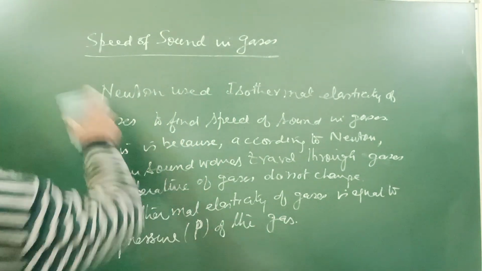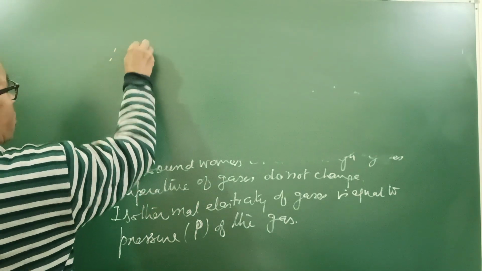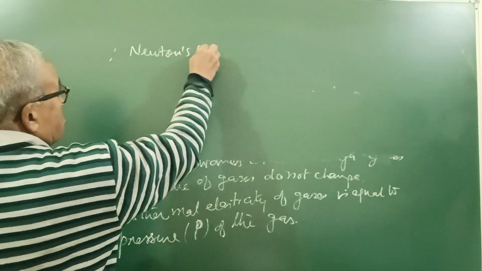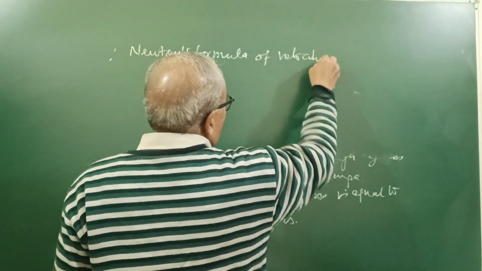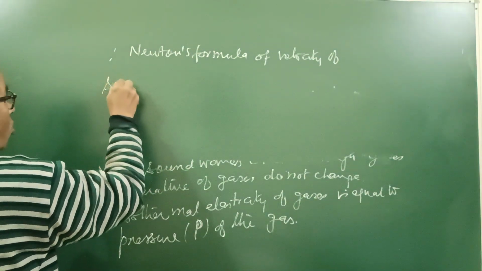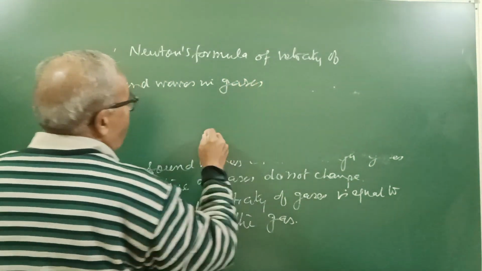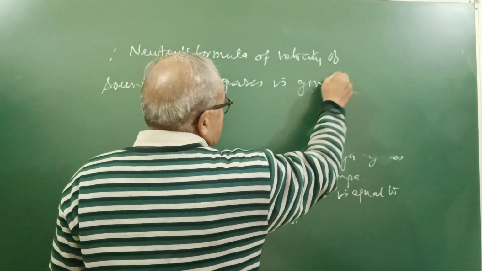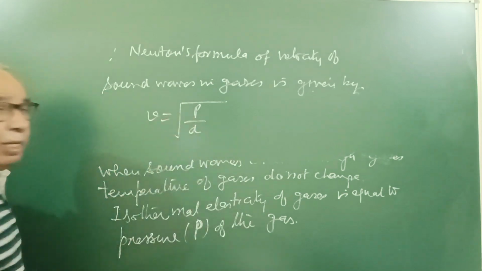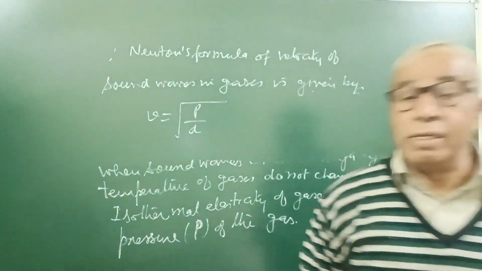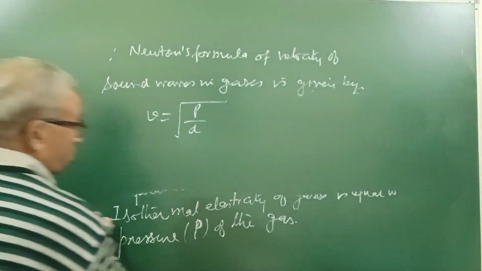And therefore, Newton's formula for the velocity of sound waves in gases is given by v equal to under root P upon D. P is the pressure of the gas, which is equal to the isothermal elasticity of the gas. Newton used this formula to find the speed of sound in air at STP.